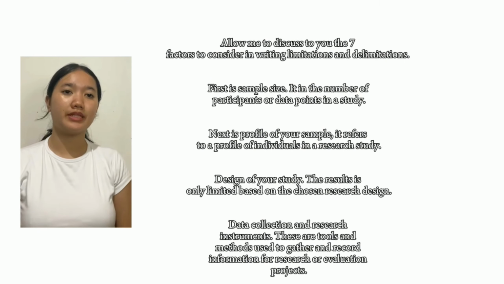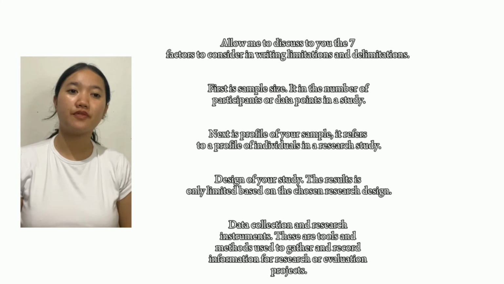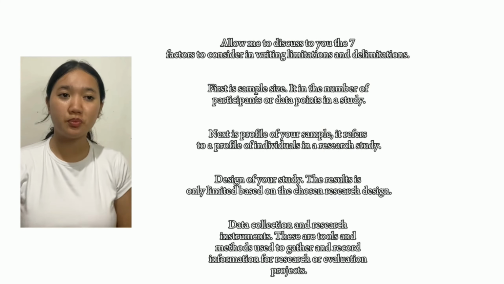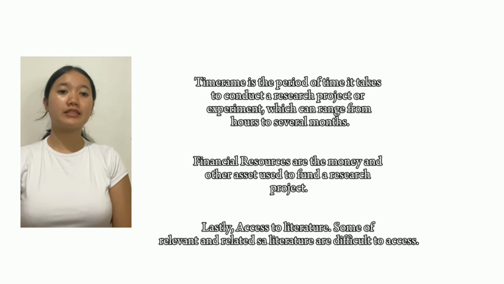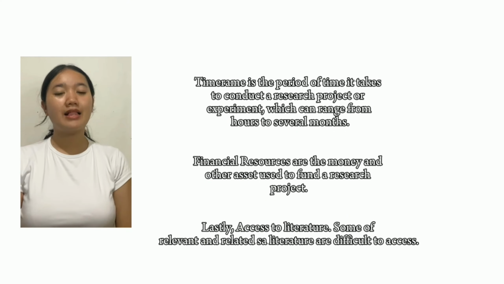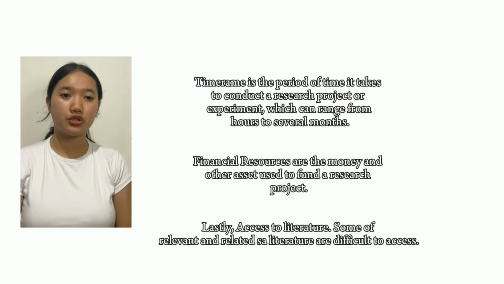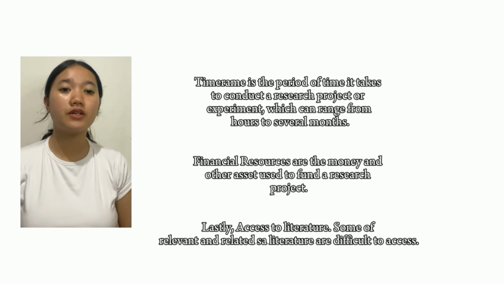First is sample size. It is the number of participants or data points in a study. Next is time frame. It is the period of time it takes to conduct a research project or experiment, which can range from hours to several months. Next is financial resources, the money and other assets used to fund a research project. Lastly is access to literature. Some relevant and related literature are difficult to access.